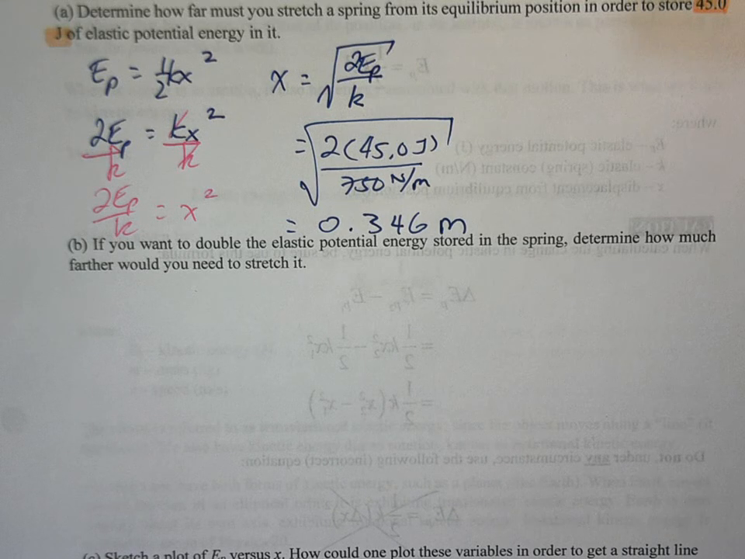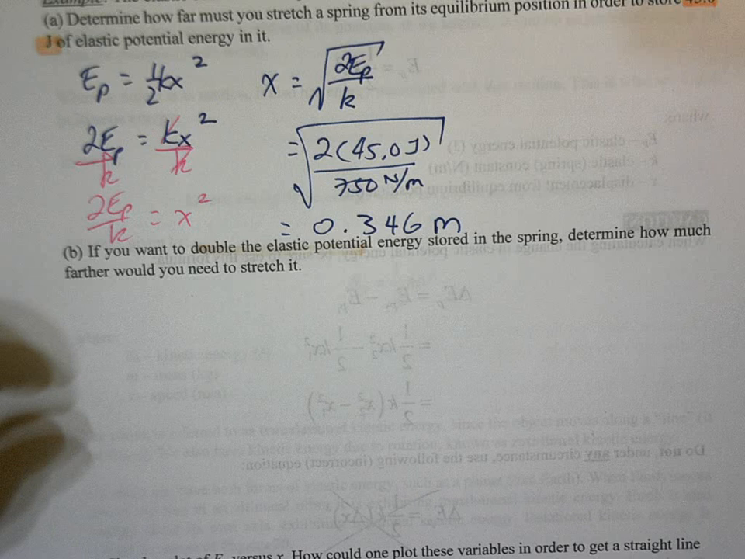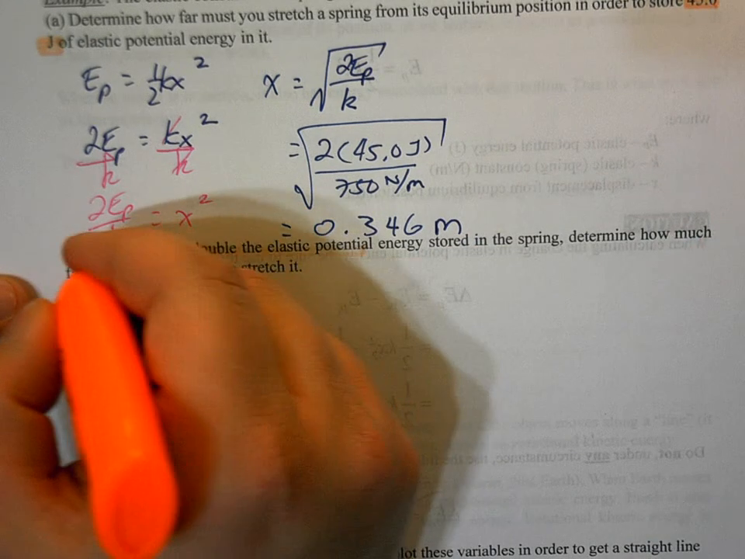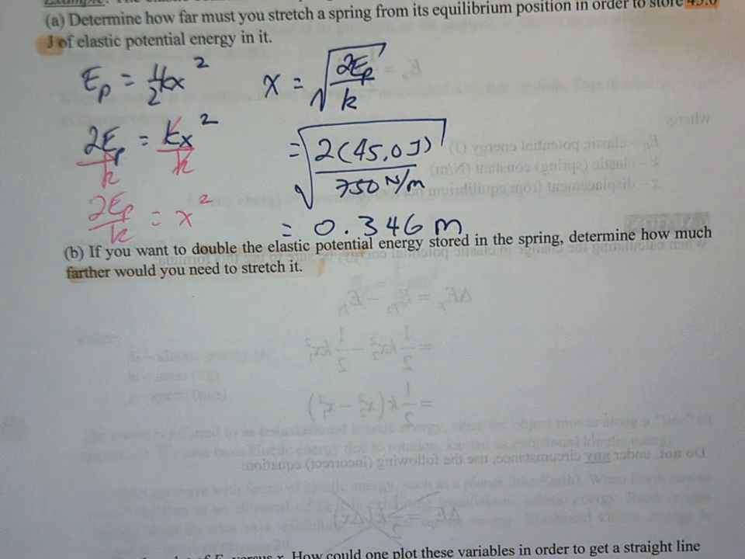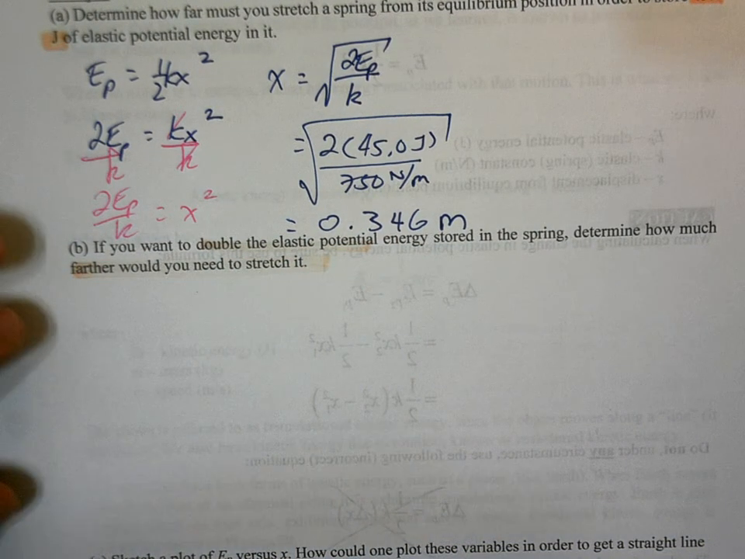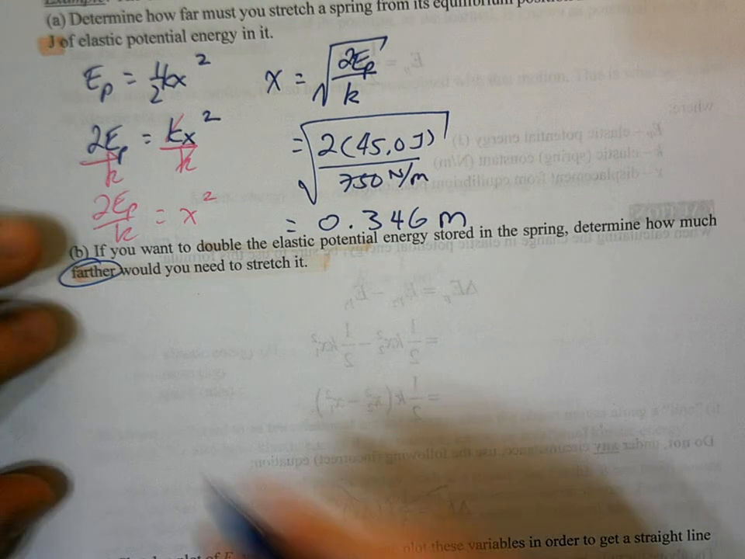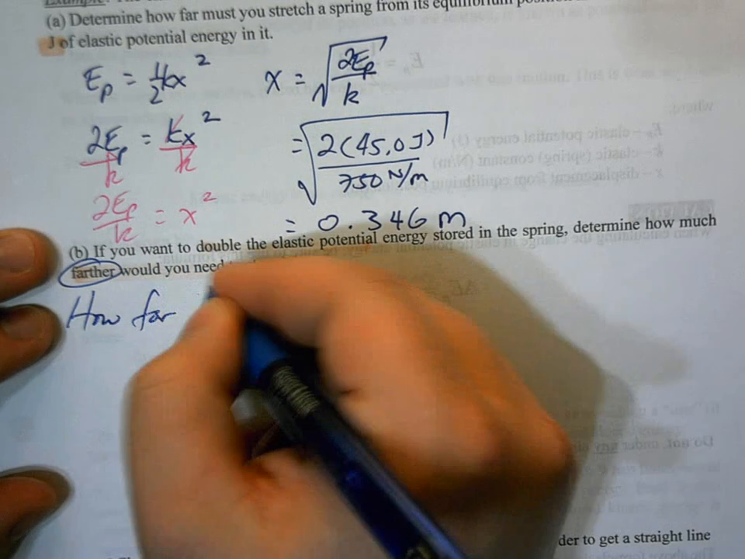Now, part 2 of this. Let's say we want to double the elastic potential energy stored in the spring. We want to find out how much farther we need to stretch it. So we're not looking at how far we have to stretch it in total. How much farther do we have to stretch it from this point? And that's kind of the trick on this one. So first of all, let's see how far from equilibrium we have to stretch this thing.